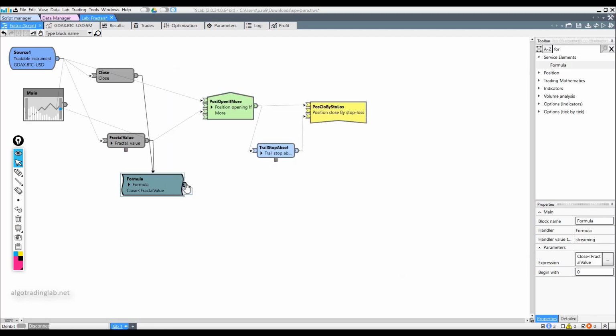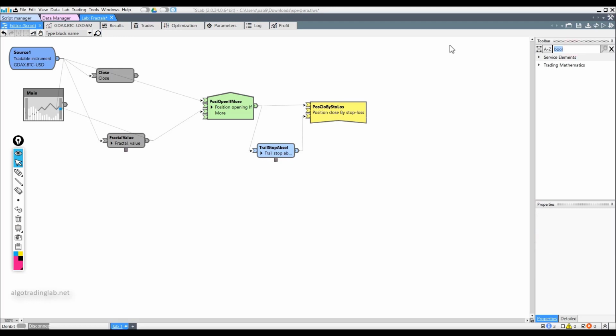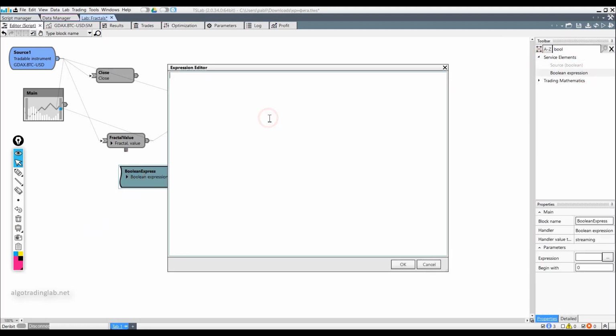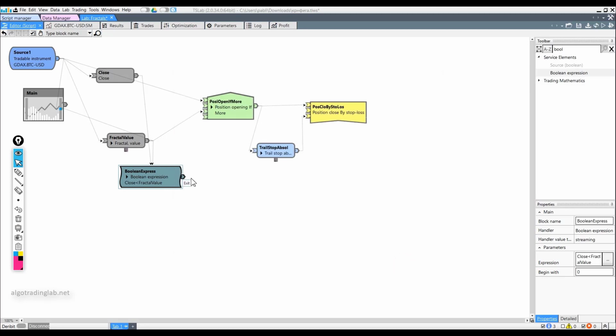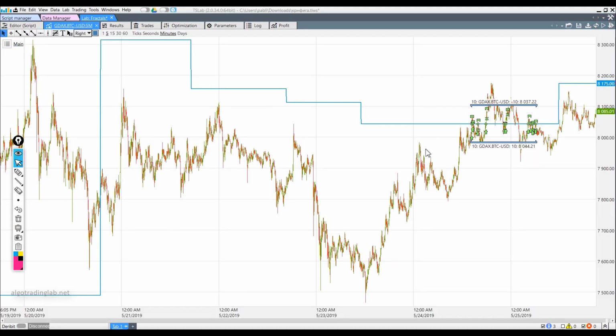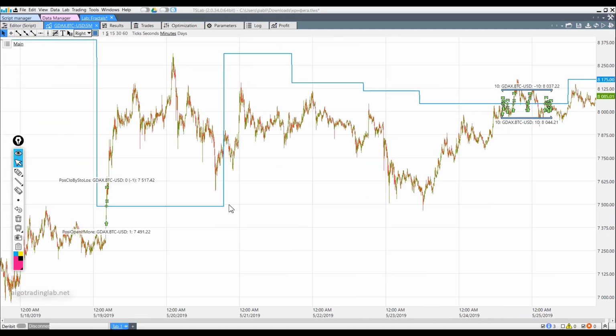We can connect it. I'm sorry, we need to take a Boolean expression block, not the formula block. We will take a Boolean expression block and write a similar condition, where the closing price is below the level at which we want to open a position. We will connect it with the condition of entry and run. We see that the problem has been solved.